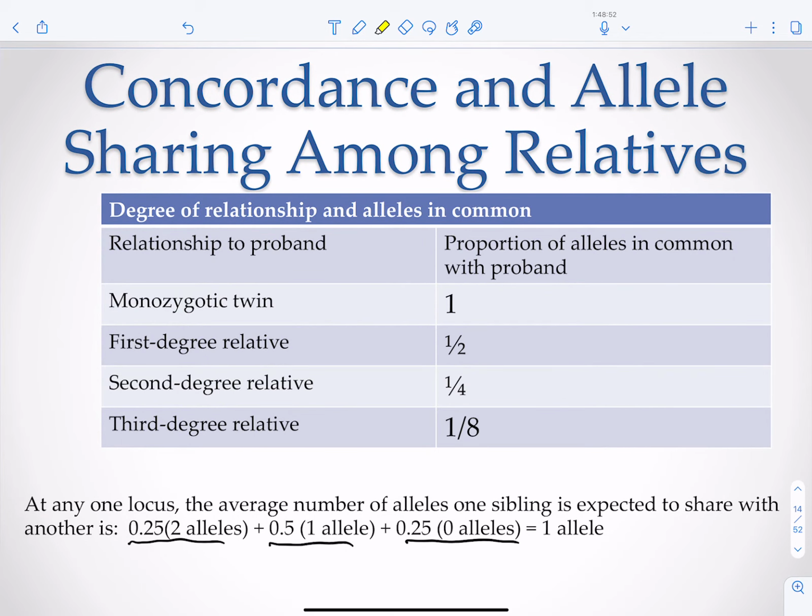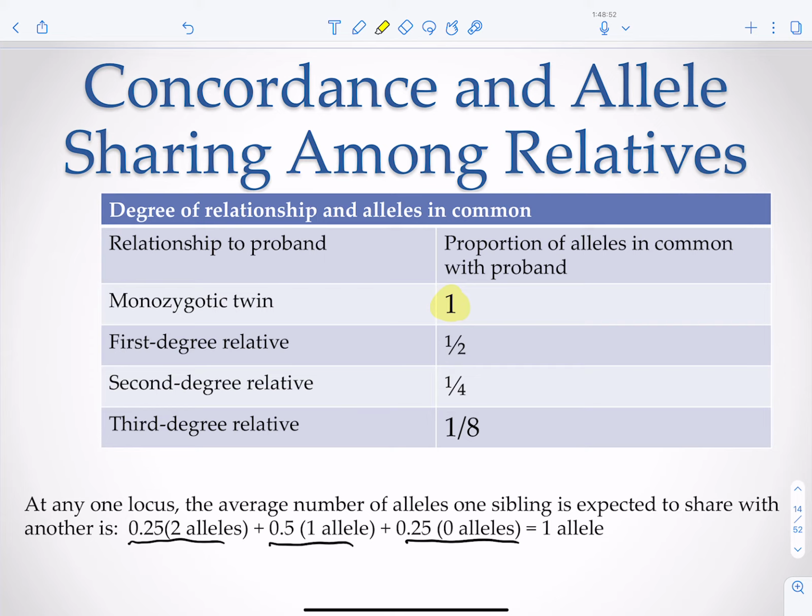So with sharing of alleles among relatives, the proportion of alleles you have in common with the proband is related to your relative degree. So monozygotic twins would have a 1 because they are identical. First degree relatives, you share about half. Second degree relatives, 1/4, and third degree, 1/8.